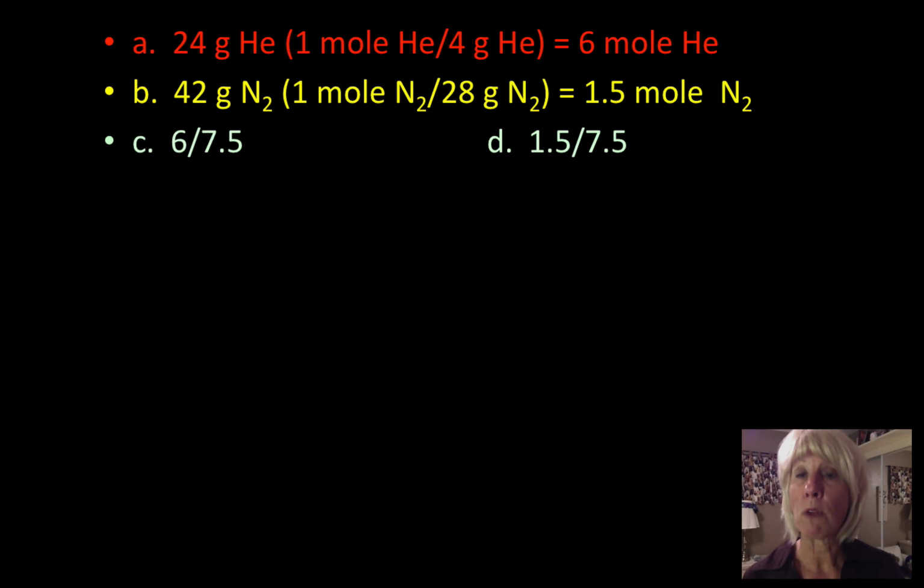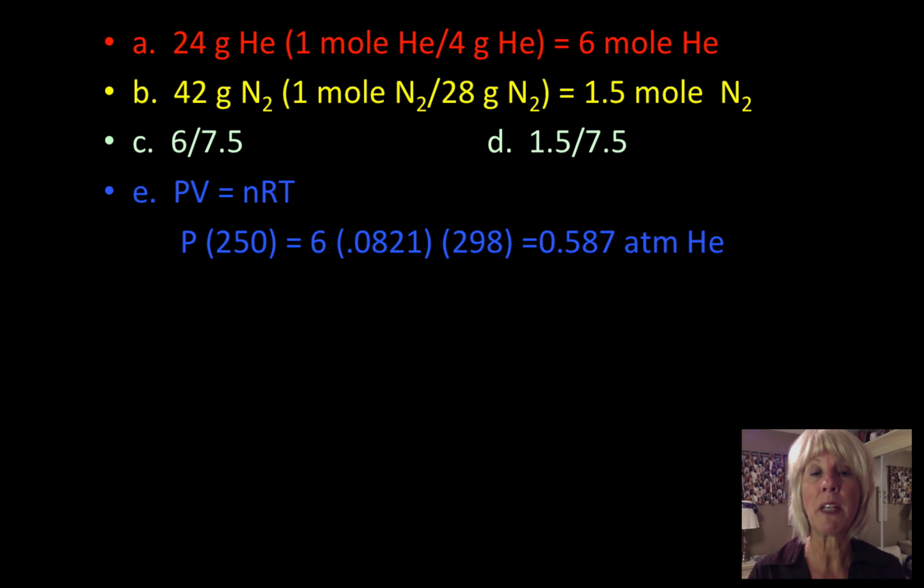Now, we want to know the mole fraction. For helium, it's going to be 6 over 7.5. For nitrogen, it's going to be 1.5 over 7.5. So now, how are we going to find the partial pressure of helium when I didn't even give you the total pressure? Well, now we can use PV equals nRT. I plug in my volume, 250, is equal to my number of moles, 6, times the ideal gas constant, 0.0821, times a temperature of 298 to give me a partial pressure of helium of 0.587.